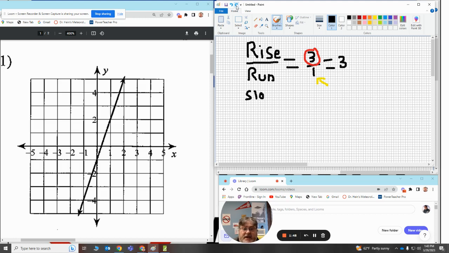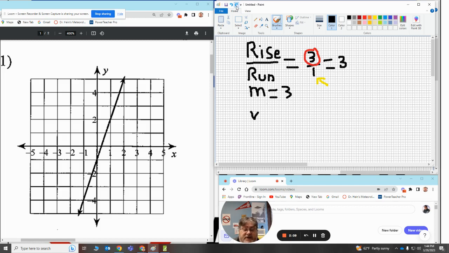Next, instead of using the word slope, I'm going to use the letter m because m stands for slope in y equals mx plus b, slope-intercept form, that I'll discuss later. So instead of writing that long word slope, I'm going to use the letter m, and that'll stand for slope. And so our slope is 3.